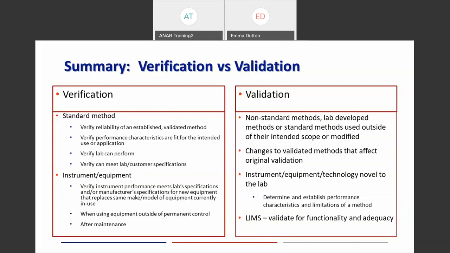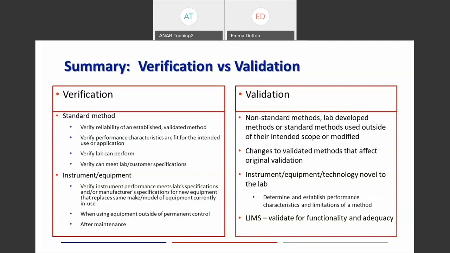A standard method could be one that is published and peer-reviewed in a scientific text or journal. That could be considered a standard method. But for any standard method, it's a method where all the performance characteristics have been already validated and published as those performance characteristics for that method. You then verify those performance characteristics are fit for the intended application or use. You verify that the lab can perform that method and that it meets your needs, your specifications, and the customer's requirements as well.